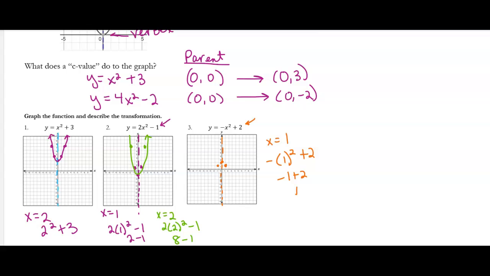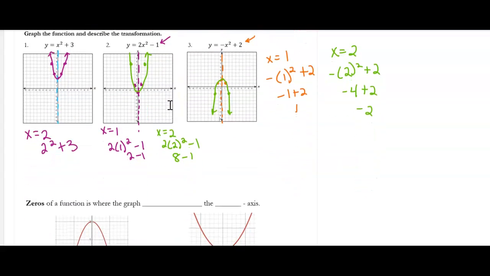And let's change colors. I'm going to plug in 2. So negative 2 squared plus 2, which is negative 4 plus 2, which is negative 2. So the next one's at 2, negative 2. And here's the reflection over here. And there's that parabola. So really what's going on is that C value is just sliding it up and down. And the other stuff is stuff that we learned last time on these notes. Okay, let's see what's next.